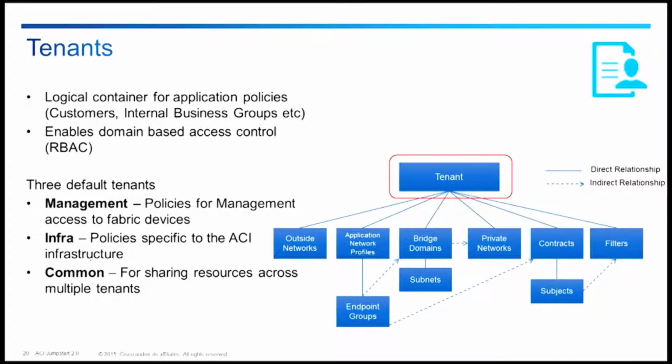Now there are 3 default tenants that come with ACI, and I'll talk briefly about them. The first is called the management tenant. And this is where we define policies for the managing of our physical devices, so our leafs and our spines and our APICs. So if I want to define addresses for out-of-band or in-band, that's where I'm going to define them, underneath my management tenant. If I want to define policies on who and which protocols I allow to access my management infrastructure, that's where it's going to be configured, underneath the management tenant.